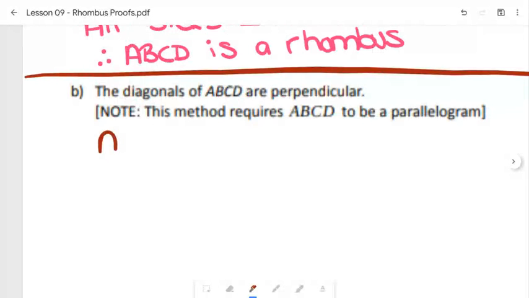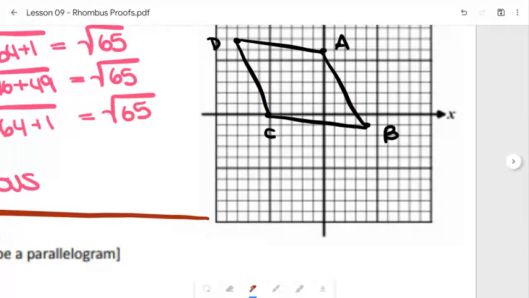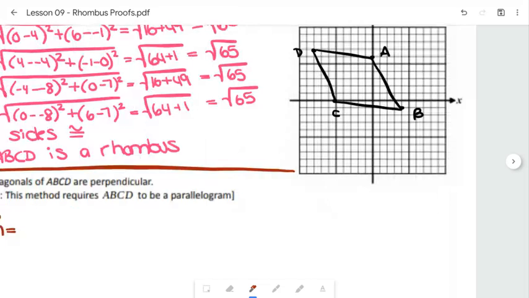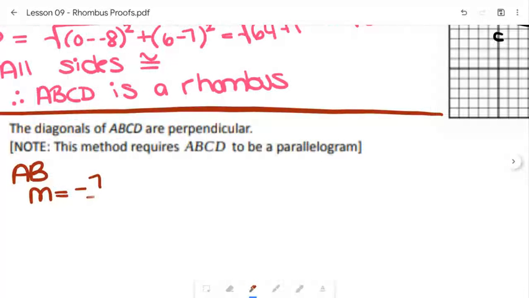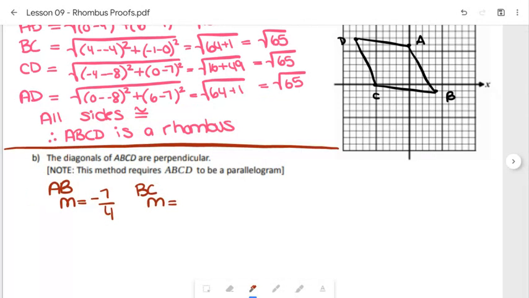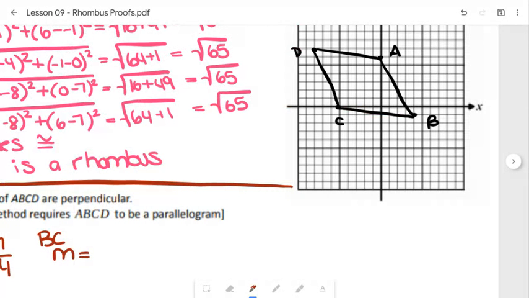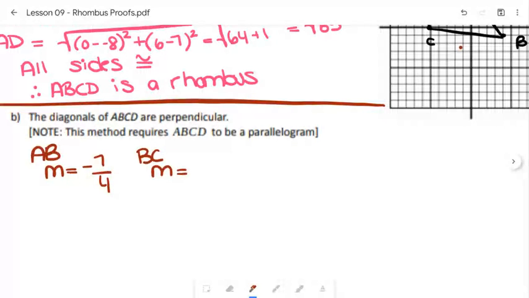I'm going to look at AB, and I look at the slope there. So the slope of AB is down 7 over 4. Okay, we're going to look at BC. Down 1 over 9. CD.